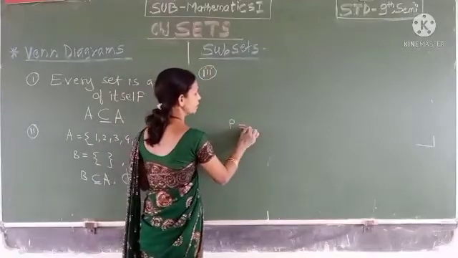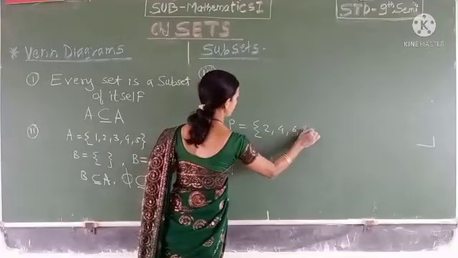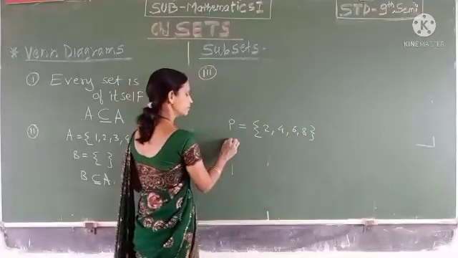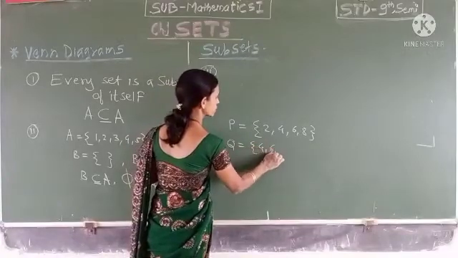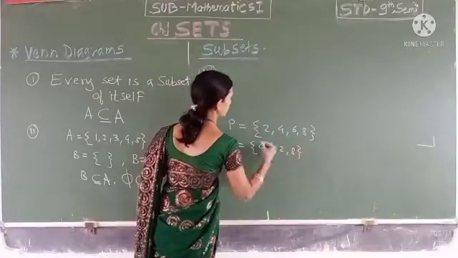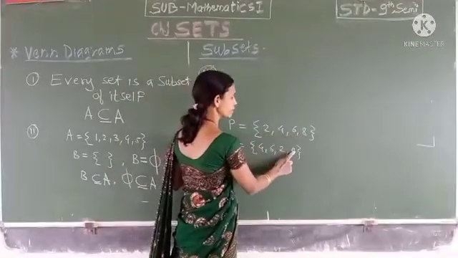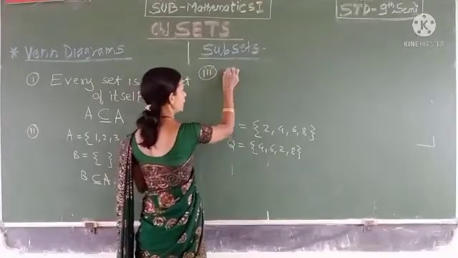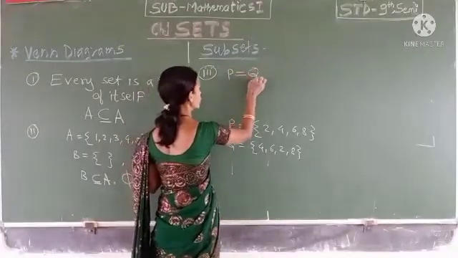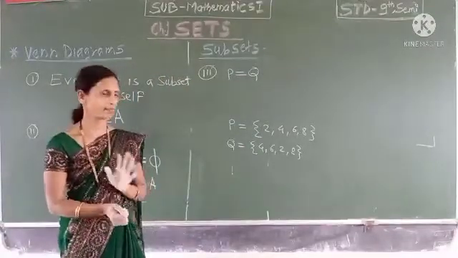Suppose P is a set of 2, 4, 6, 8 and Q is a set of 4, 6, 2, 8. Then see here, by observing the elements in sets P and Q, P is equal to Q. That means P and Q are equal sets.